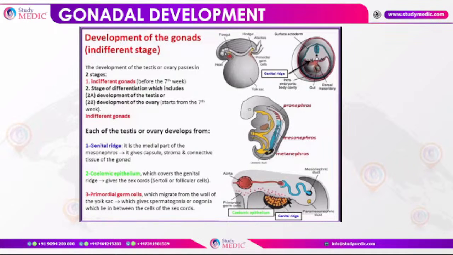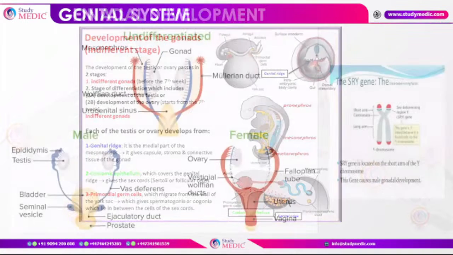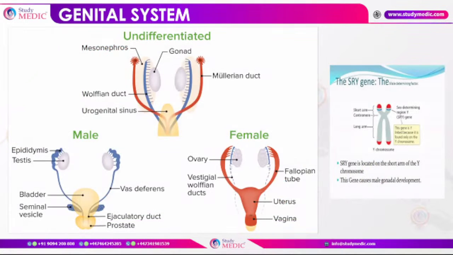Last but not the least, the most important one is the primordial germ cells. These primordial germ cells originate from the wall of the yolk sac, and they migrate all the way to the posterior part of the embryo. And it is these cells which are going to give rise to either the spermatogonia or the oogonia respectively. So this is what happens initially. We have the undifferentiated gonad.